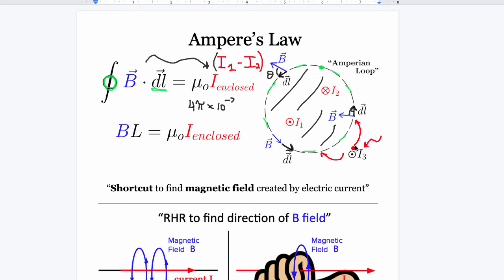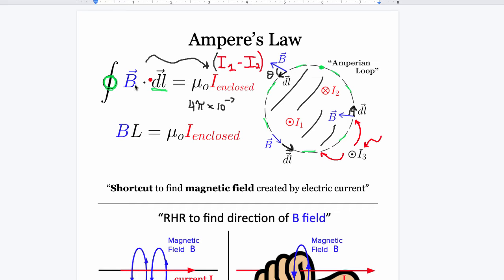So currents that are outside of this loop can make contributions, but any positive contributions will get negated further on in the loop. It's only currents that are inside of this loop that have net amounts of contribution to this closed integral of B dot dl. Okay, so you're probably thinking like, this doesn't sound like a shortcut at all.